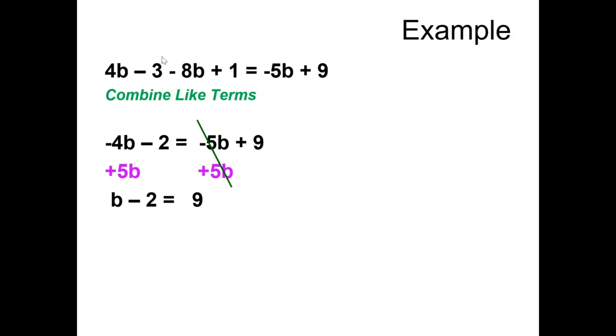I want my b to be completely alone. I must get rid of the negative 2 now. I will do the opposite of negative 2 by adding 2 to both sides. This way you can get rid of the 2 and you have b alone by itself. That equals 9 plus 2, 11. So your final answer is b equals 11. To remember the steps, I put the steps in the next slide.